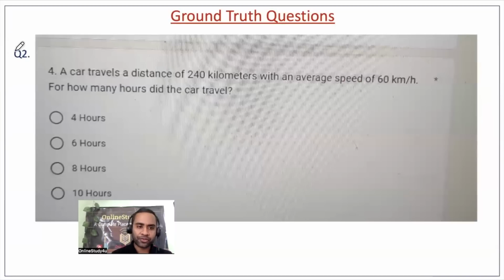Now, friends, question number 2. Question number 2 is a very, very easy question. A car travels a distance of 240 kilometer with an average speed of 60 kilometer per hour. How many hours did the car travel?